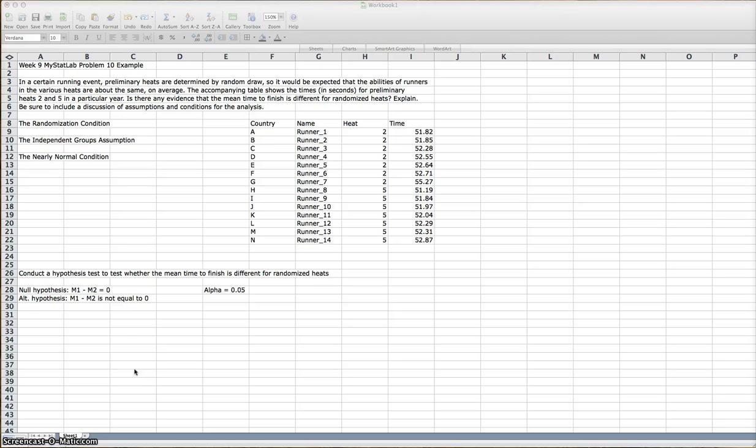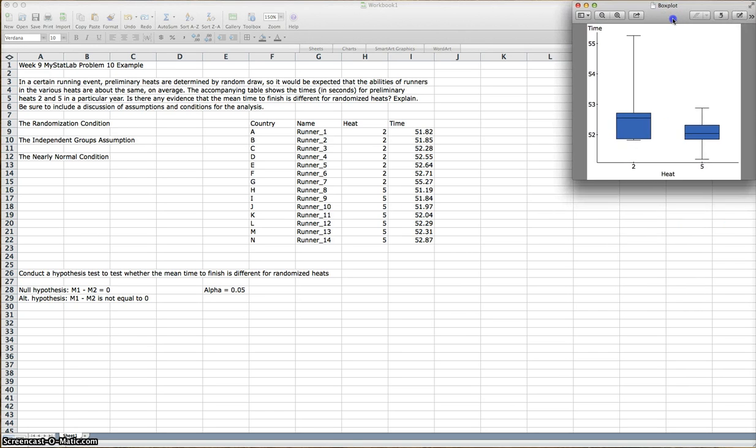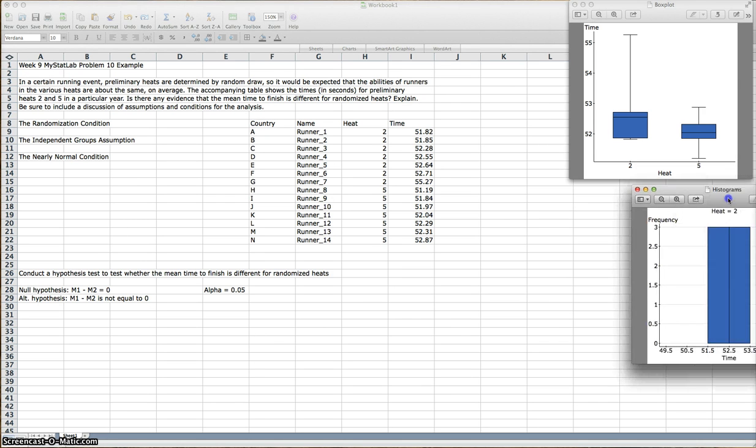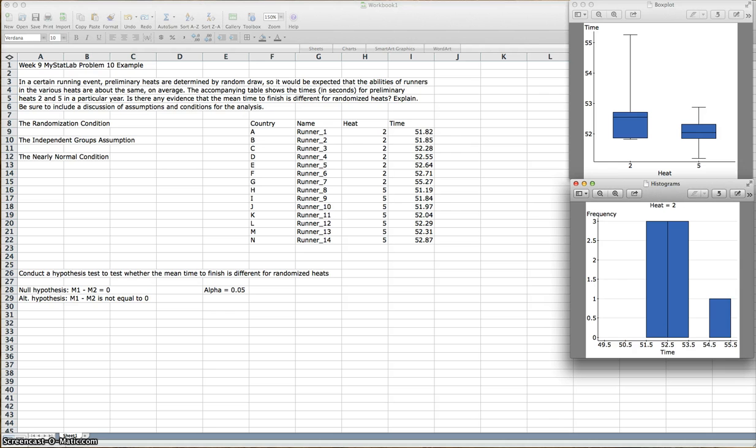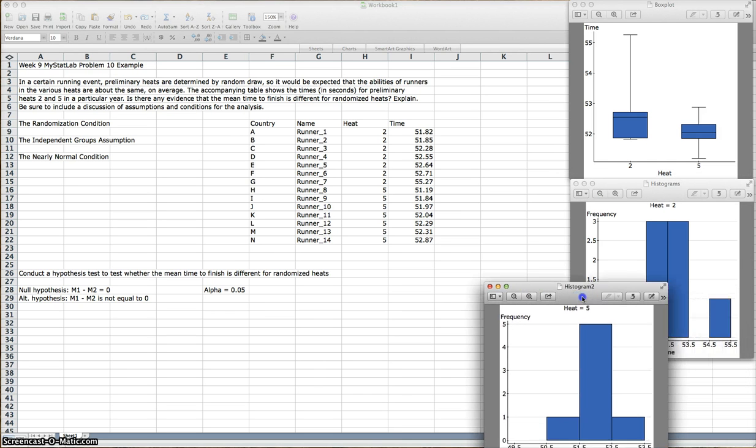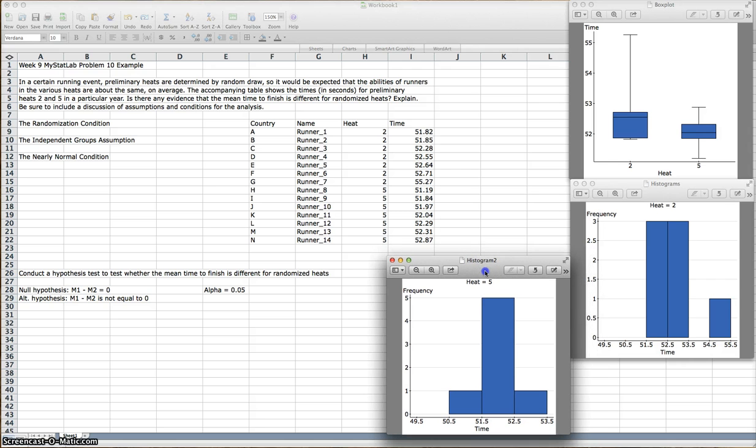Well, in the nearly normal condition, it says that for sample sizes less than 15, the method of mean comparison should not be used if the histogram or the box plot show severe skewness. So we have two samples here. So let's go ahead and take a look. I've already made a box plot. Let's take a look at that. And I also have the histogram of each heat. So let's take a look at those also.